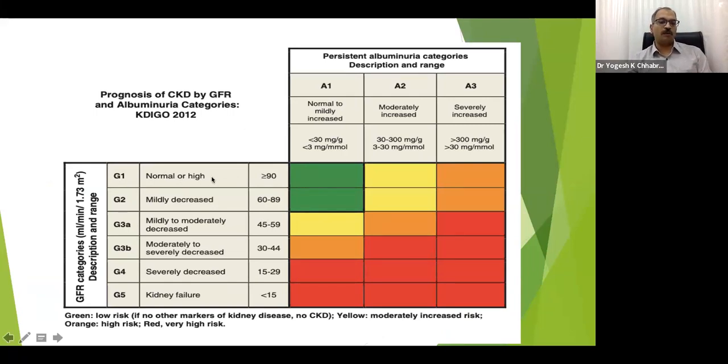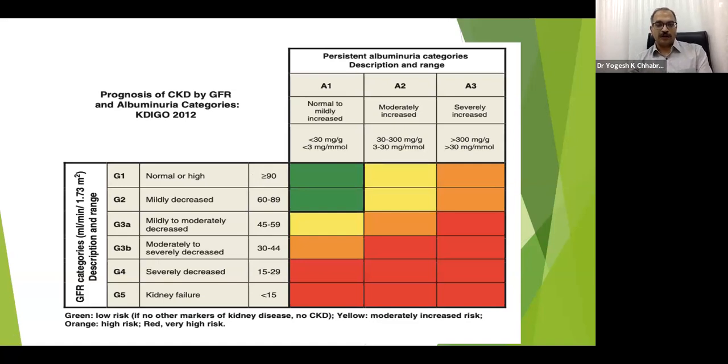Stage 1 is where the GFR is normal or high, that means it is more than 90. Stage 2, where the GFR is between 60 to 89. Stage 3A, where the GFR is between 45 to 59. Stage 3B is where the GFR is between 30 to 44. In stage 4, the GFR is between 15 to 29. And if it is falling below 15, then it falls into stage 5.